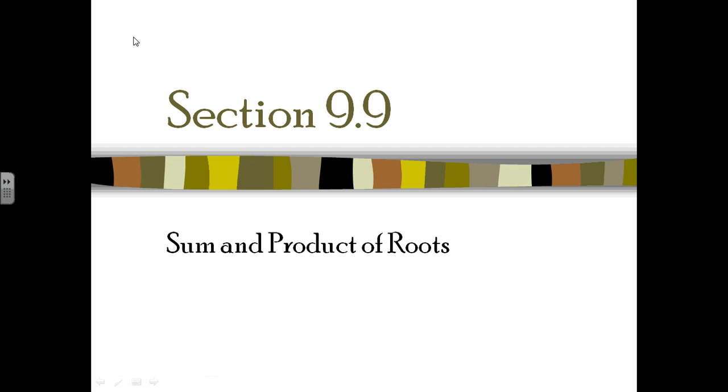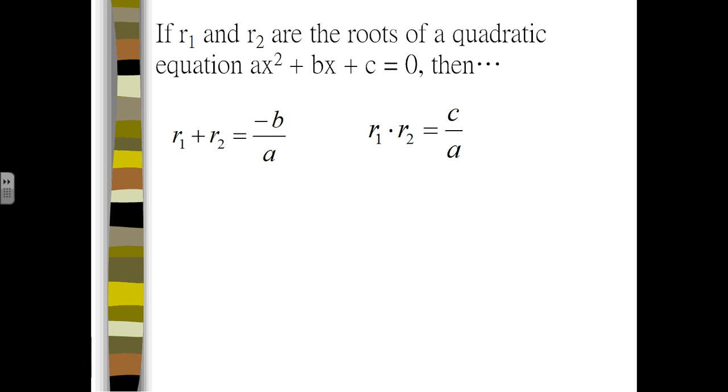All right, here's another really easy section for you guys. We're going to look at the sum and product of roots. So what that means is if you have two roots of a quadratic equation, and we're going to designate them R1 and R2, you could take the sum of those two numbers, those two roots, and it will always be equal to negative b over a.